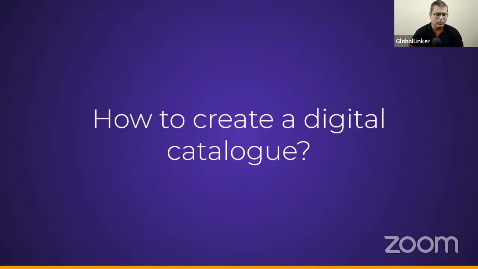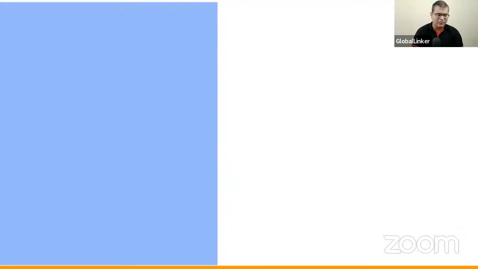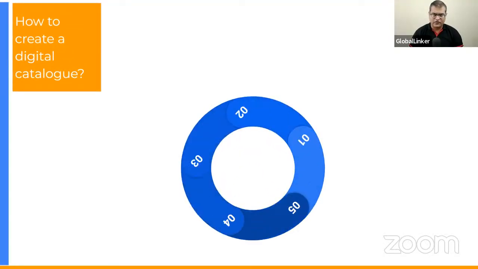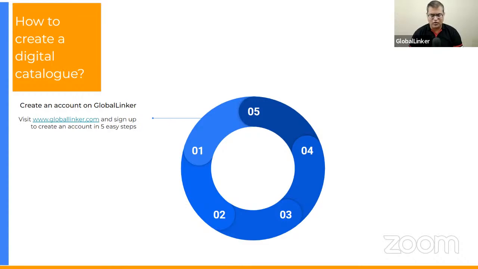All right, let's move on to the next topic, that is how to create a digital catalog. This is where firstly I'm going to explain to you the process, and then I'll quickly walk you through the process as well, right? I'll take you through the step-by-step process. So the first one is you should sign up and create an account on GlobalLinker. I'm assuming all of you have done that. If you haven't done that, just go to globallinker.com, and that's where you can create your own account.